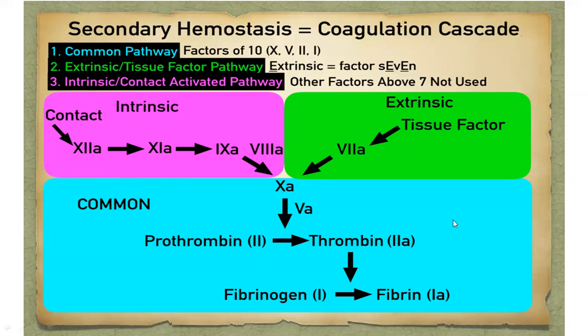So we need to identify which pathway defect is there, based on the investigations and clinical features. Extrinsic is mainly factor 7. Intrinsic is all other factors. For the common pathway, the defect is in factor 10, factor 5, thrombin, and fibrin.